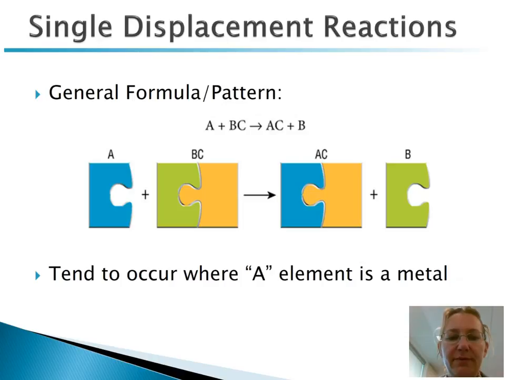Your general formula for a single displacement reaction is a single element, A, plus a compound made up of B and C. A displaces B, so you get AC as a compound and B as a single element. Now, with single displacement reactions, they tend to occur when A is a metal. It's not necessarily always the case, but generally these occur when your element that is by itself is a metal.